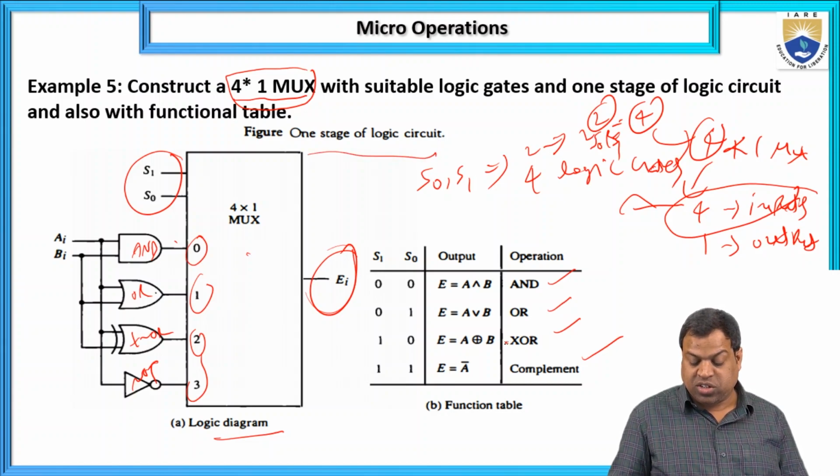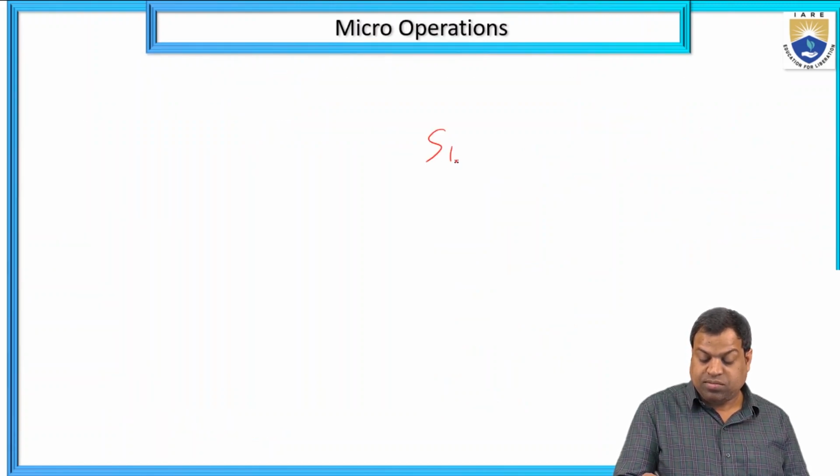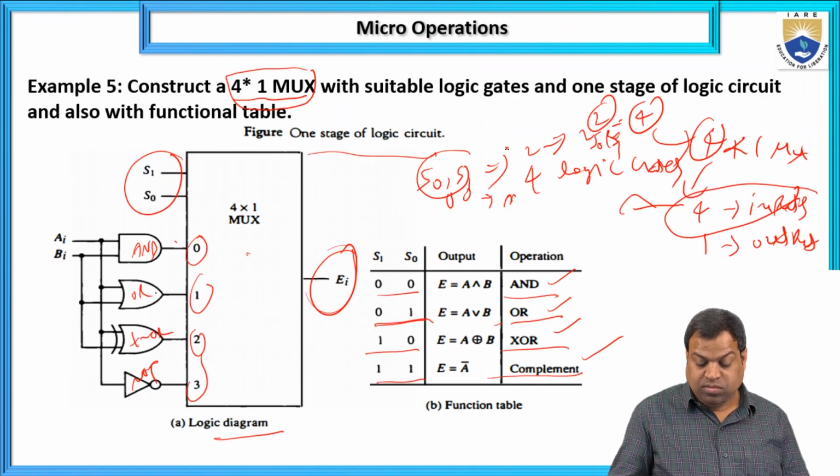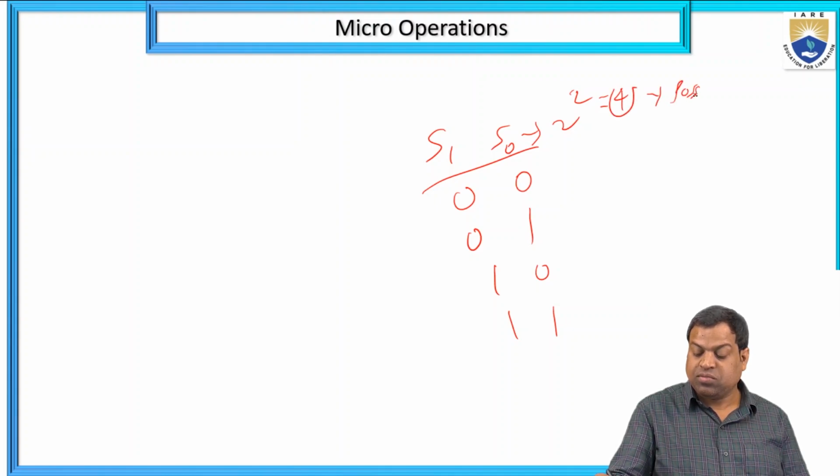It is a logic circuit. 0, 0 enables the AND gate. 0, 1 enables the OR gate. 1, 0 means XOR is enabled. 1, 1 means complement will be enabled. So 2 switches means 2 squared, 4 possibilities of inputs and 1 output.